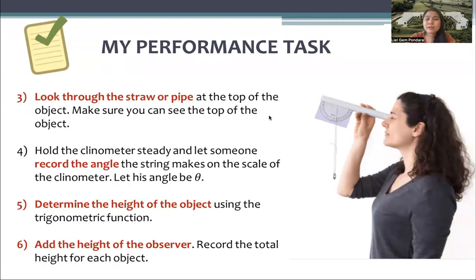Next, from your marker, be sure that you don't change your marker, okay? If that is the distance you measured in number 2, look to the straw or pipe at the top of an object. Make sure you can see the top of the object. So for example, if you're looking at the flagpole or at a tree, then you need to look at the straw on the top of the object.